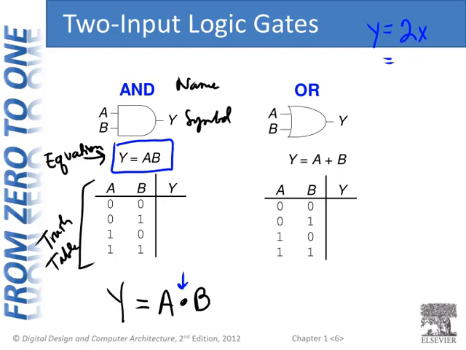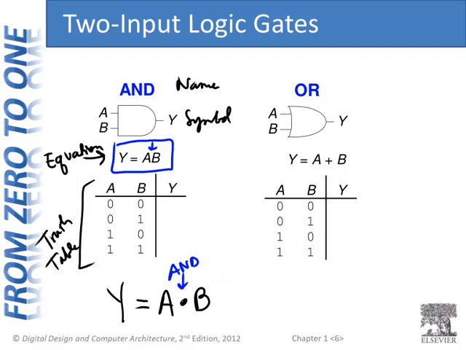So y equals A and B. I can put the AND symbol in there, A and B, but I can also leave it out, as shown above. But either way, this is not read y equals A times B. A times is wrong. A times B. Nope. Okay, so this is read y equals A and B.